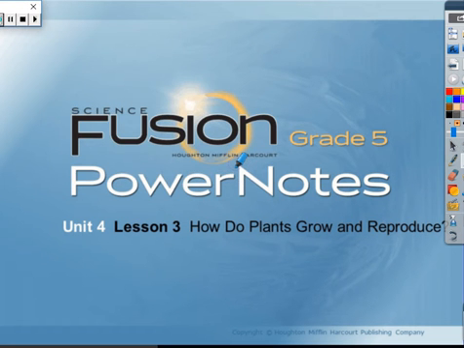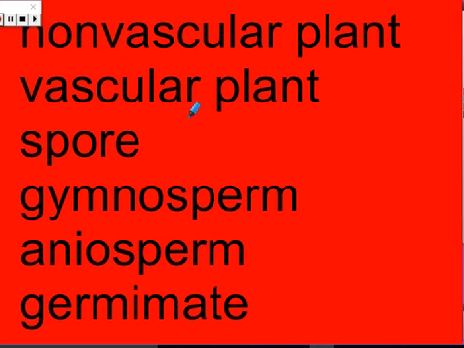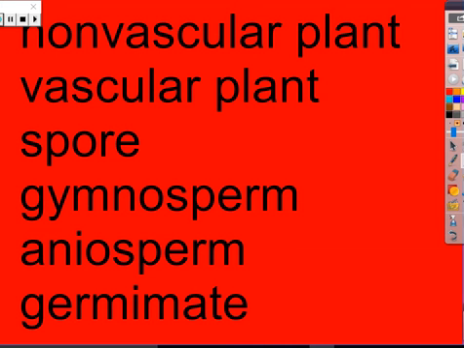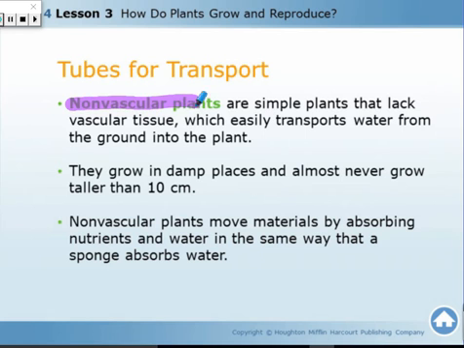Unit 4, Lesson 3. How do plants grow and reproduce? Words you need to add: non-vascular plants, vascular plants, spores, gymnosperms, angiosperms, and germinate. Tubes for transport. So non-vascular is important.